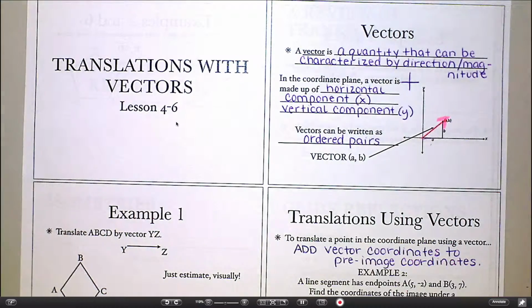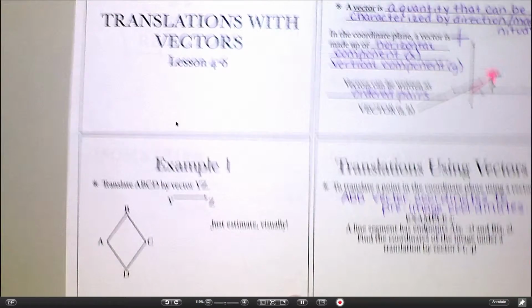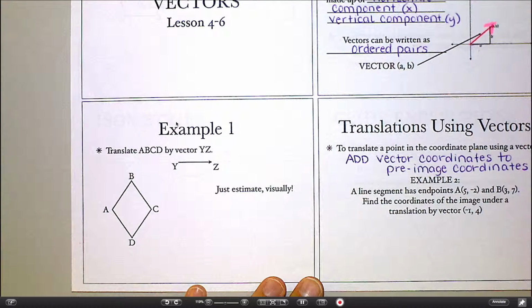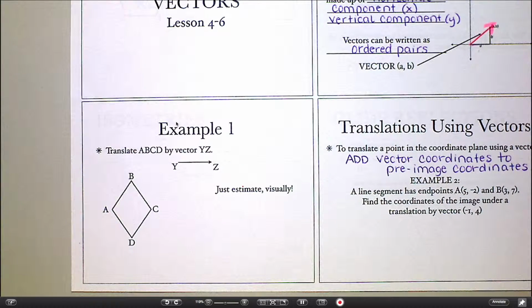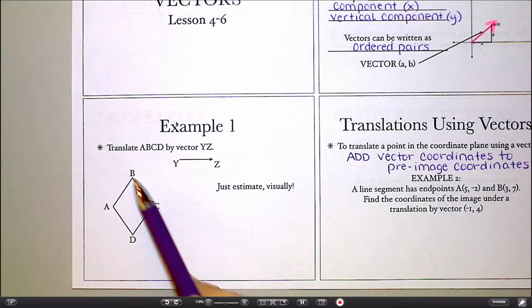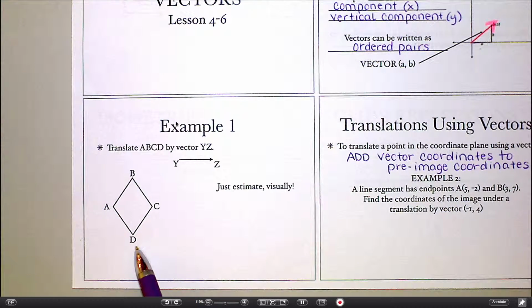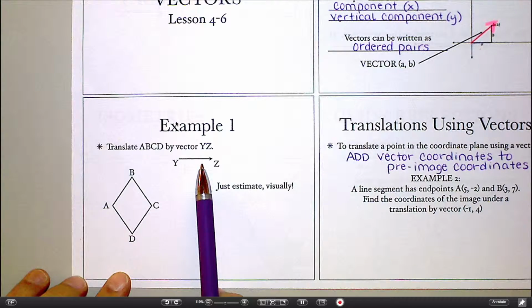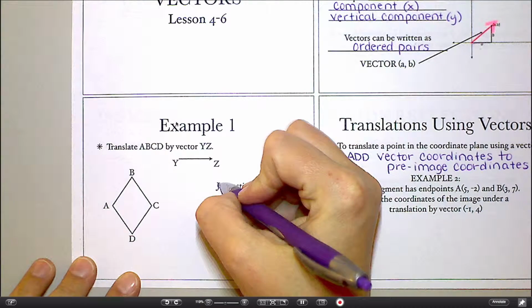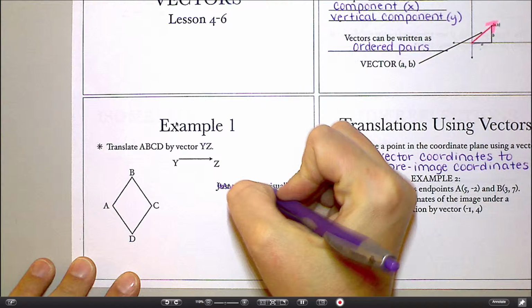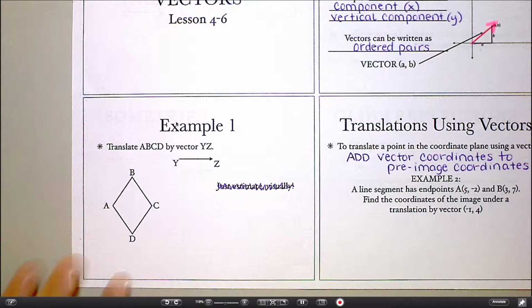So example 1 down here, and we're going to get to another example like this later, so I'm going to go kind of quickly through this one. Don't stress if you don't catch it. You're going to see it again in a little bit. It says translate ABCD, which is this rhombus over here, by this vector. I want to be a little more specific, so we're going to be more specific.